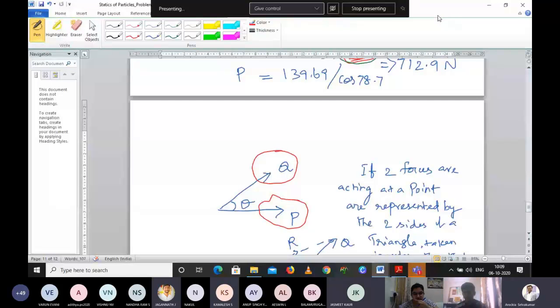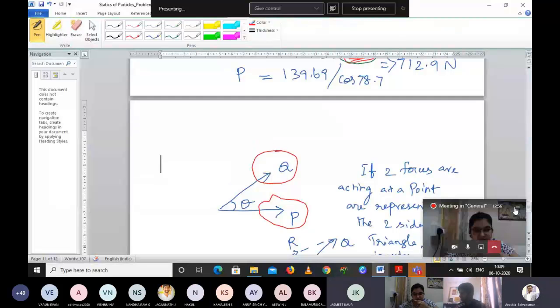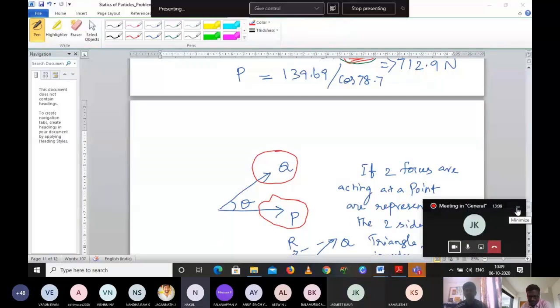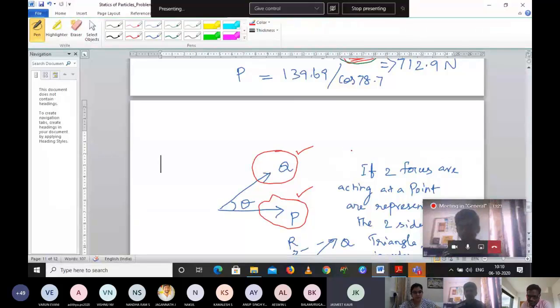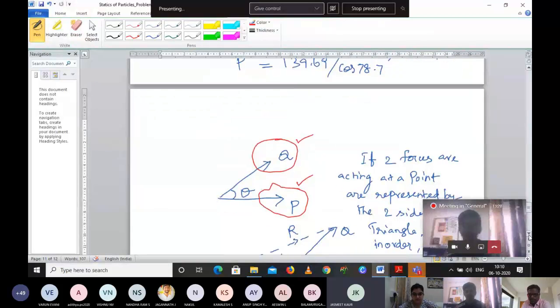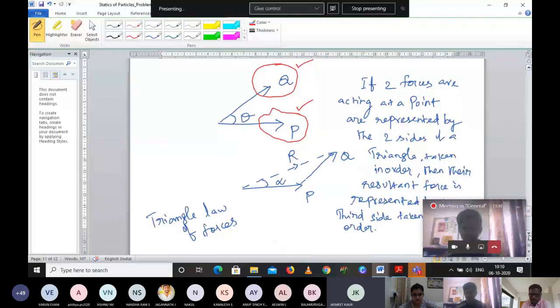Sir, I'll just leave the meeting and come in a minute, because for me it's breaking. Yes, Kedar, now you can explain, no problem. If two forces are represented by the two adjacent sides of a triangle, very good. We will explain to our friends with you. So the two, as you said, P and Q. Then the third side will be the resultant vector of those two forces. Very good. Now you can switch off the video.